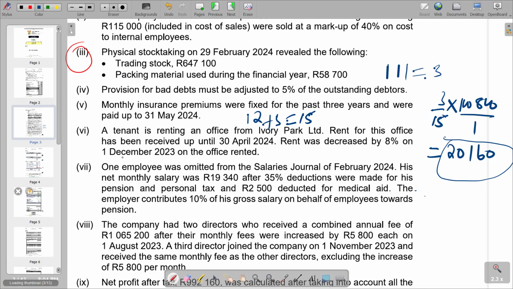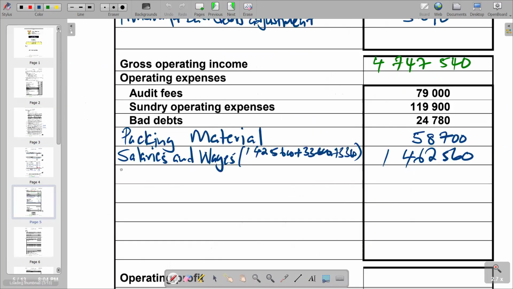So we come to the answer section. We are saying insurance. So we are saying 100,800 minus 20,160. And if you subtract, the answer that you're supposed to get is 80,640.